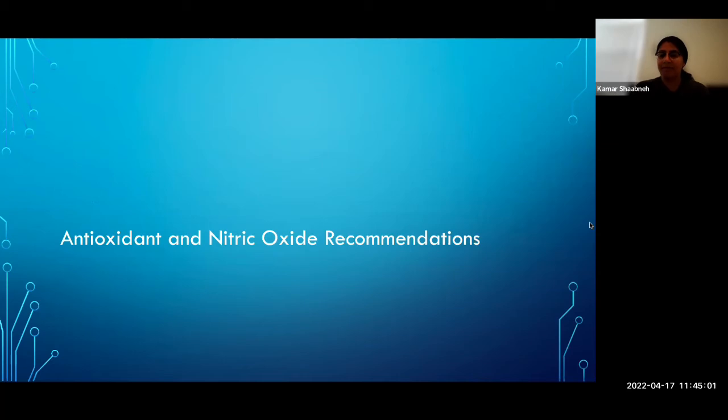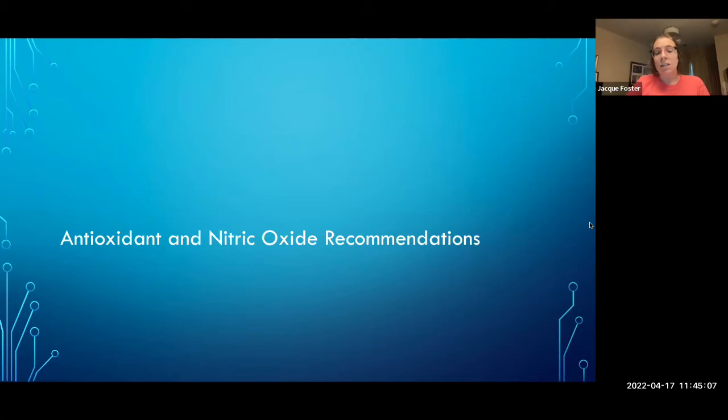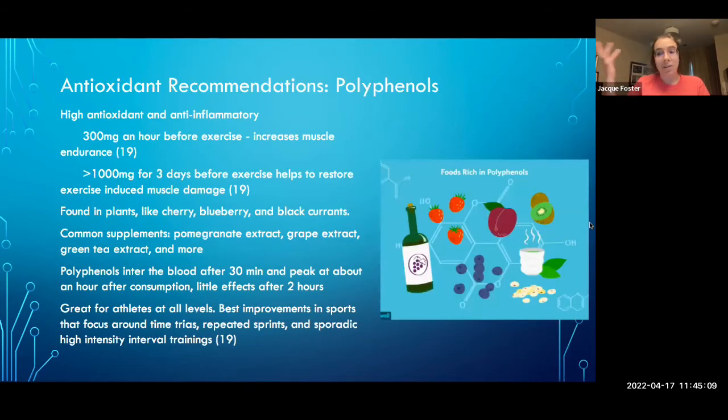And yeah. Hi guys, I'm Jackie. So some of the recommendations for antioxidants and nitric oxide are going to be as follows. So we'll start off with the polyphenols. We kind of talked about them earlier just a little bit. So polyphenols are high antioxidant and high anti-inflammatory molecules.